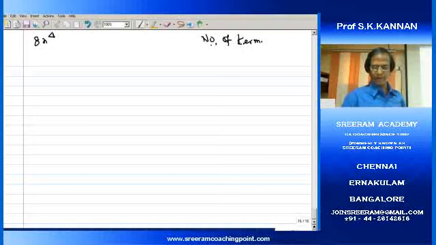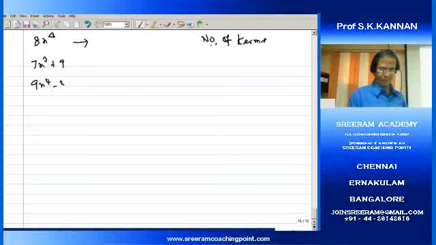We can classify the polynomial as follows. This one is 7x square plus 9. This is 9x power 4 minus 3x plus 2. How many terms are present? Only one term, we call it monomial.